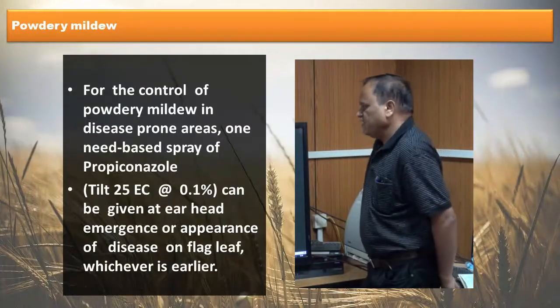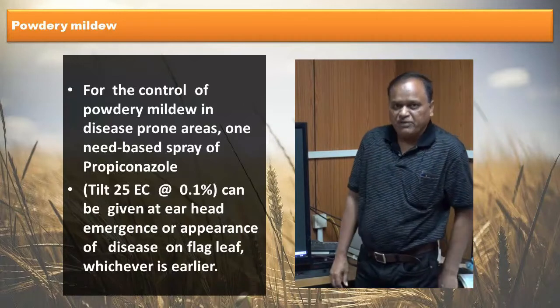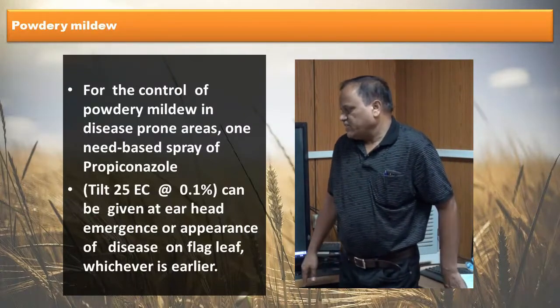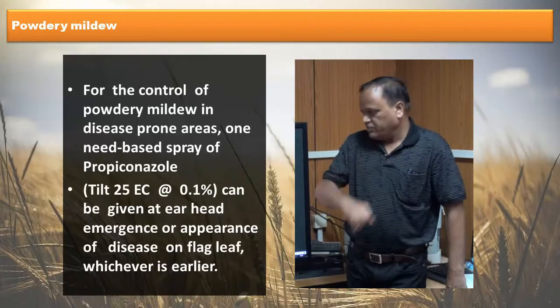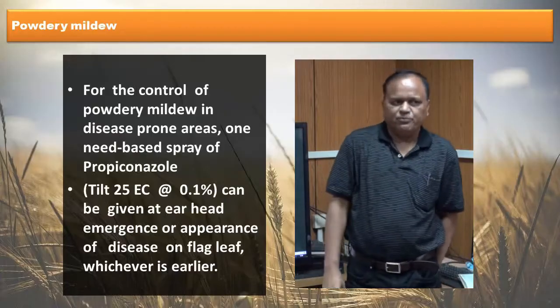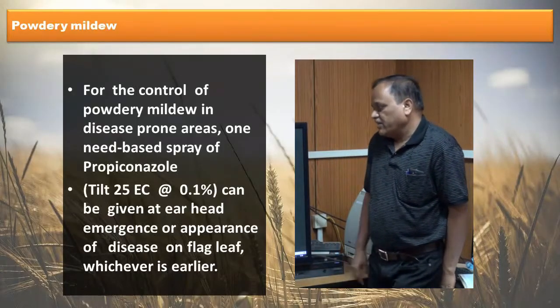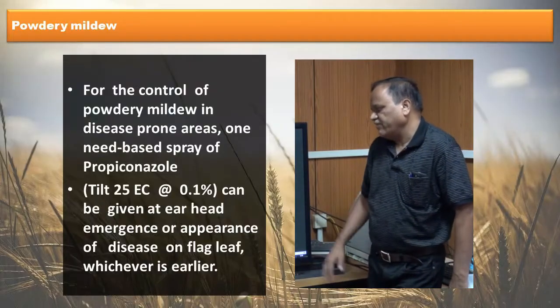Now the next one is powdery mildew. For the control of powdery mildew in the disease prone area, one needs best application of propiconazole 25 EC at the rate of 0.1%, which can be given at ear head emergence or appearance of the disease on the flag leaf.